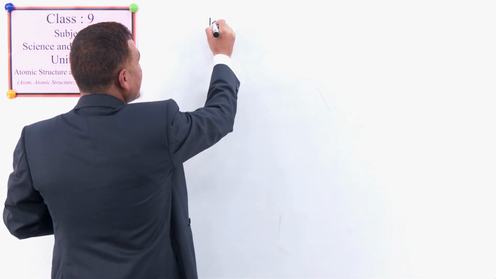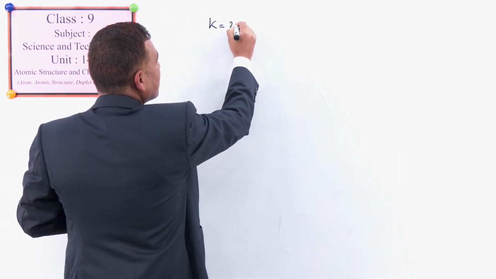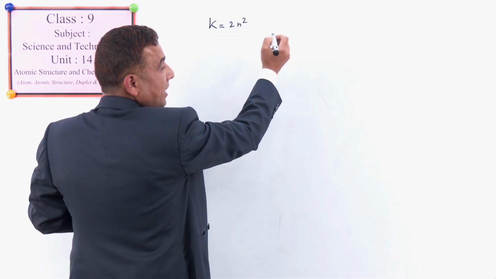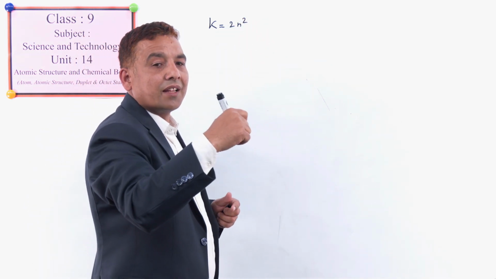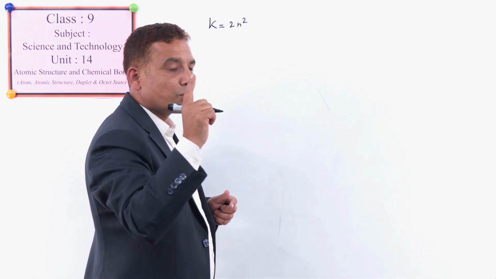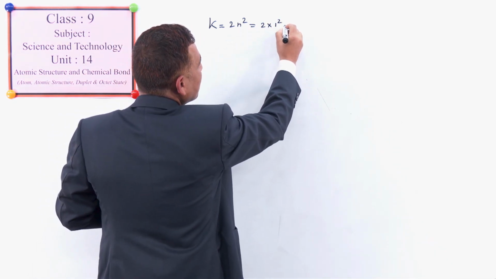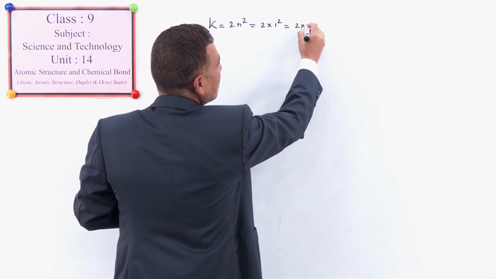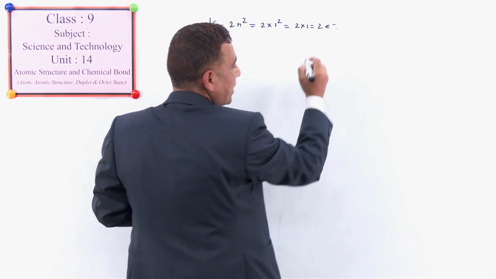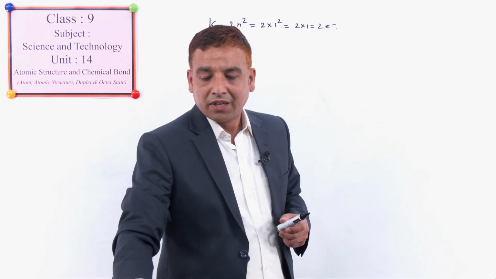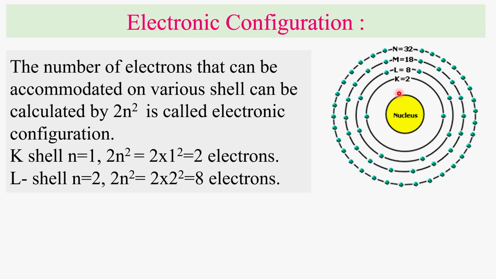So, for K cell we are going to use the formula 2n square, where, as I have just told you, if you are talking about the K cell, then we have to put the value of n equals 1, that is 2 into 1 square is equal to 2 into 1 equals 2 electrons. So, the first cell, that is K cell, consists of 2 electrons. You can just see over this sticker that K cell has 2. So, it is due to the formula 2n square.